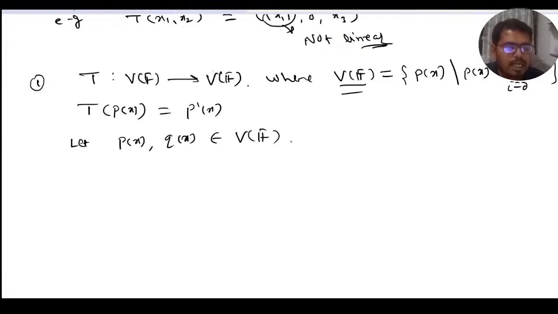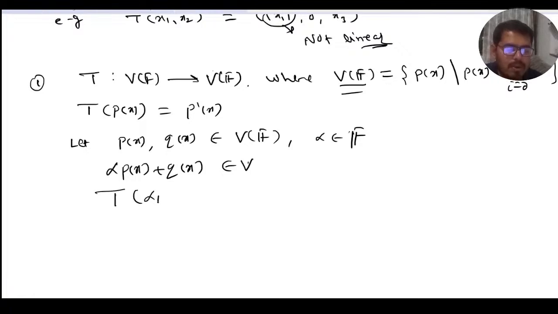Then you take one scalar from the field f. Next, alpha p of x plus q of x is also in V because V is a vector space. Therefore, linear combinations of p and q also belong to V. Then apply T using the definition of T.